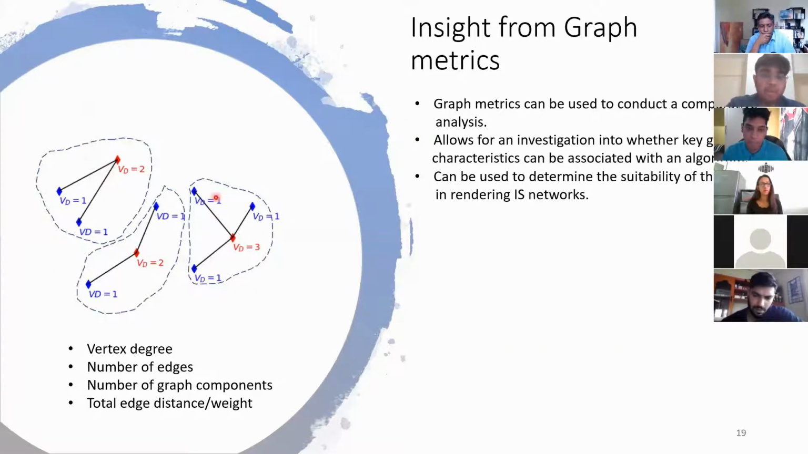The number of graph components in this case would be 3. And graph components are basically subgraphs of the graph G. And the total edge distance is basically, if each edge had a weight or distance of 1, then you have a total edge distance of 7. By using graph metrics, I was able to find key characteristics associated with each of these algorithms. And it also allowed me to determine the suitability of these algorithms in rendering IS networks.